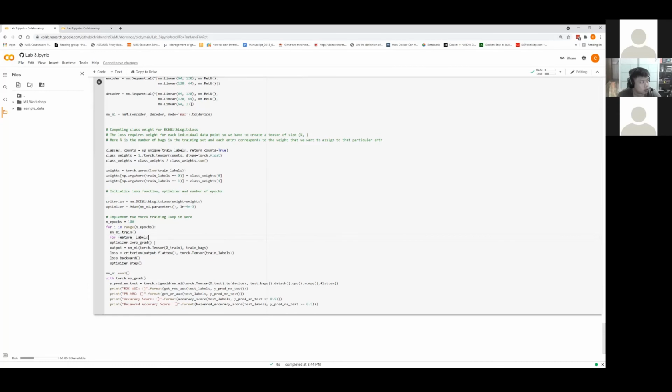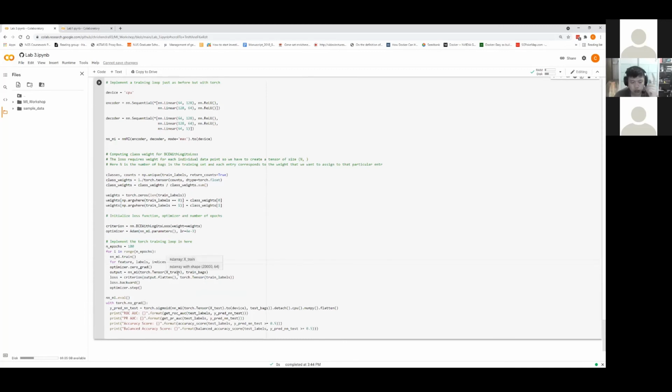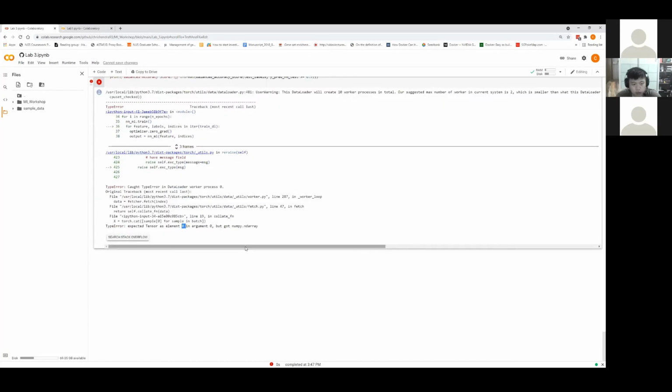For features, labels and indices in iter train DL. So what we're doing here is asking our train data loader to fetch us inputs sequentially. Because our model requires the instance features, the bag labels, and the bag index each time, we expect these three outputs from the data loader. And each time we'll make a prediction. Instead of taking the entire X train at once, we just input the features and the indices, and we will compute just this mini batch output. We will compute the loss with respect to the mini batch labels, and we update each time. And we can run it just like before. Oh, there's an error. Oh, okay.